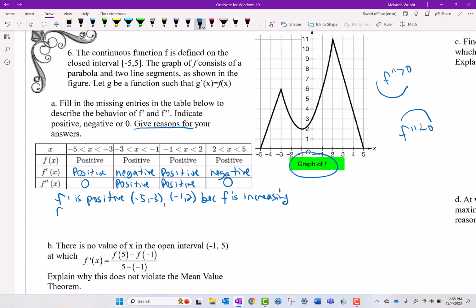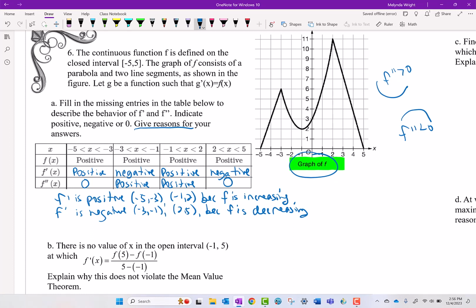Okay, so f prime is negative. Let's see, where was that? That was from -3 to -1. And where else? That was from 2 to 5. Because f is decreasing. Okay, easy, not a problem.